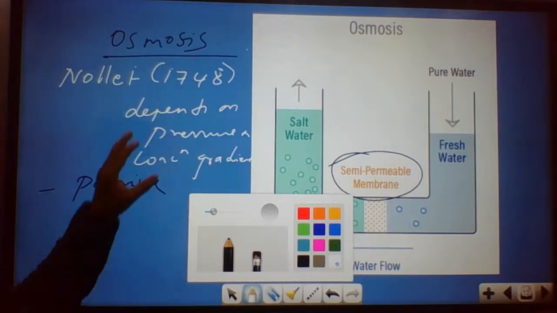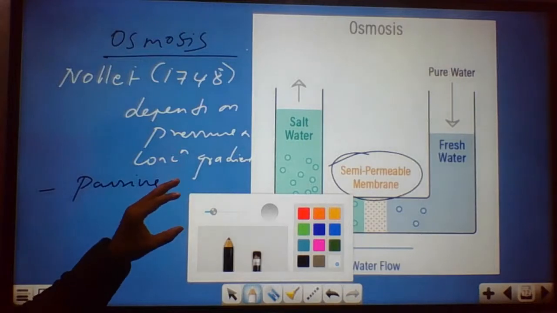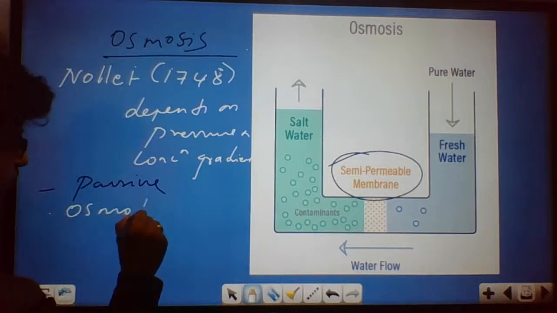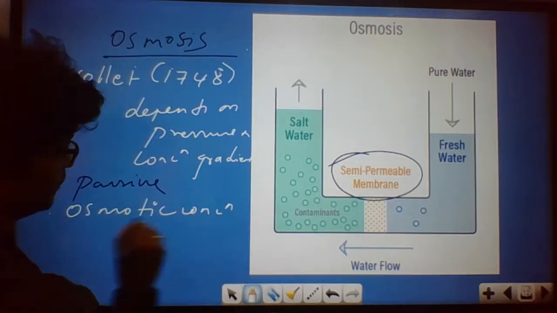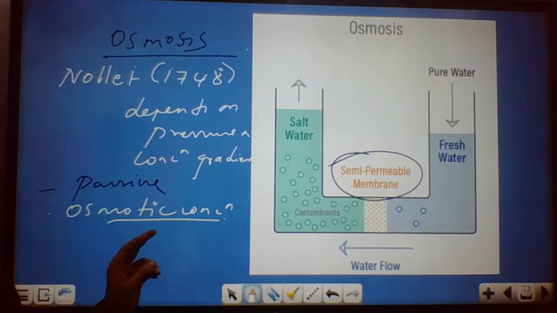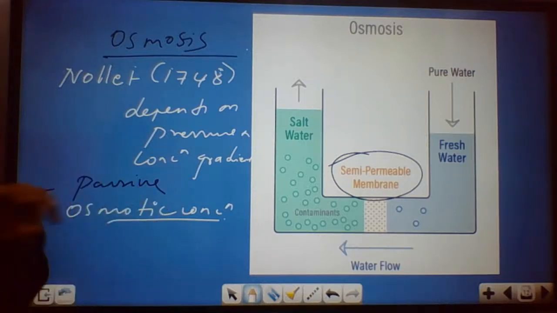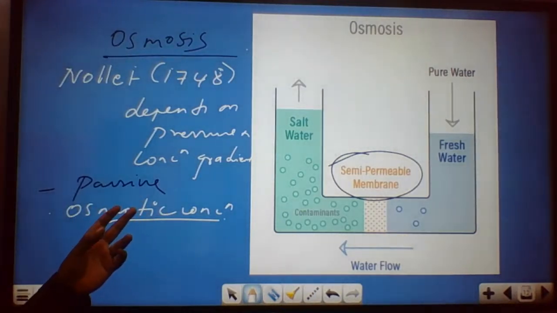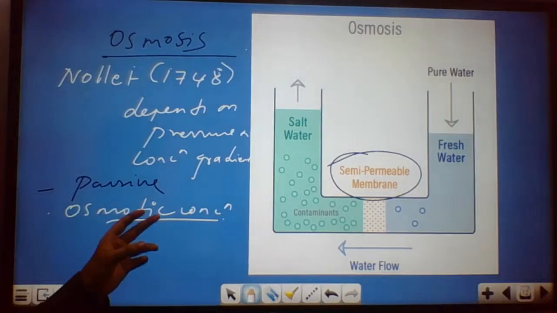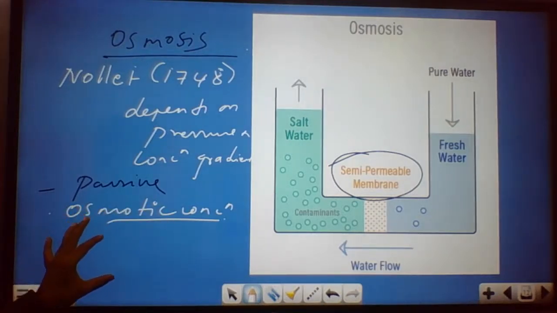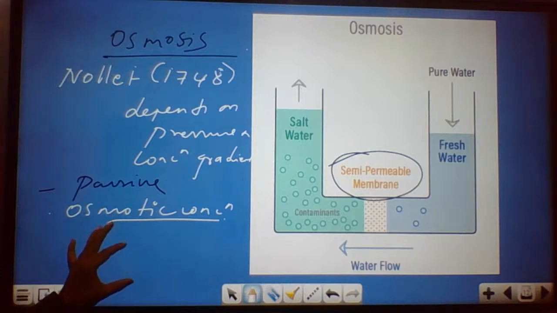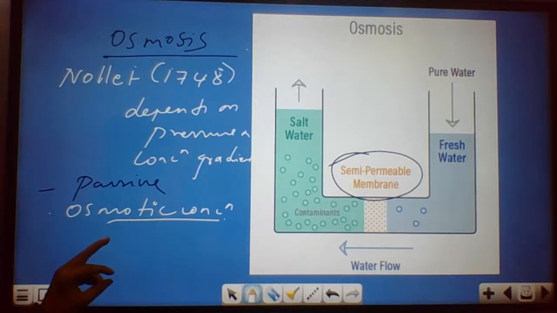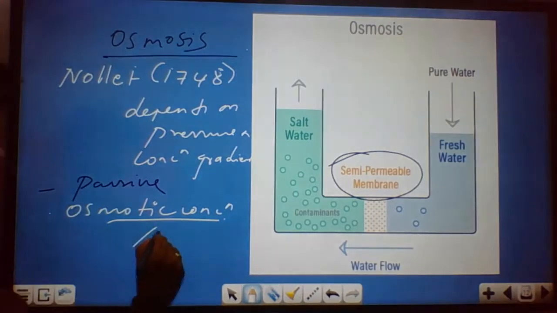So this depends, as I told you, on the pressure gradient and the concentration gradient. There is something called osmotic concentration. So what do you mean by osmotic concentration? Osmotic concentration is the amount of dissolved solutes per unit volume of the solution. That is what we call osmotic concentration. So how can this osmotic concentration be classified?